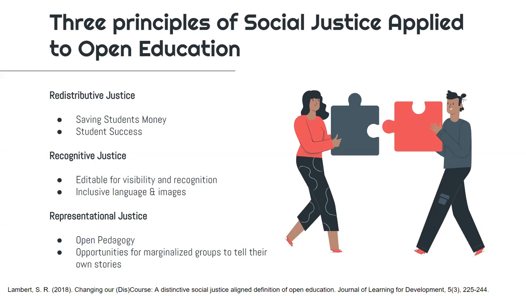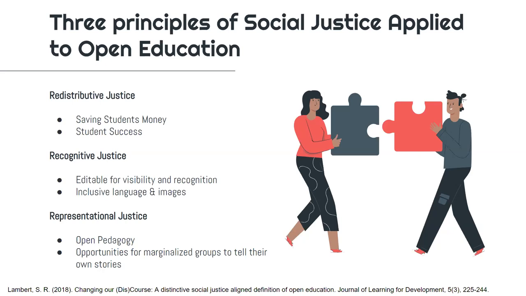So that's maybe including more diverse views, updating language and terminology, because we know that language changes, and what might have been acceptable 20 years ago might not be the same language that's used today in certain groups. It could just be exchanging some images for more inclusive images that show BIPOC folks, which is Black, Indigenous, and people of color. So that's recognitive justice. It's making things more inclusive because there's that ability to revise and remix.